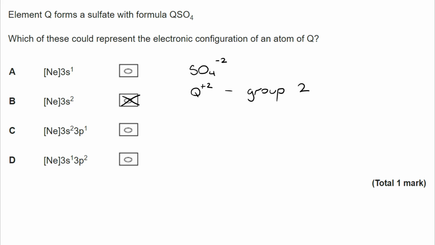Now from there, we can take that a step further forward and we can say that Q forming a +2 ion is likely to be group 2. So we are looking for something that ends with an s2 in the electron configuration. And that takes us to answer B.